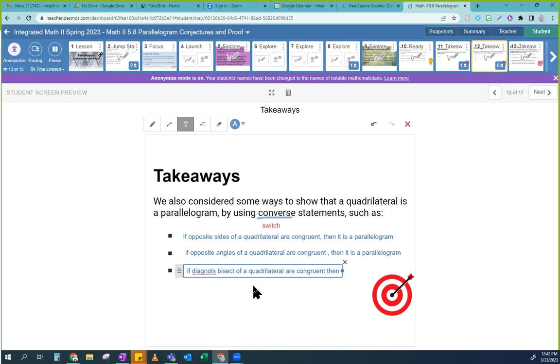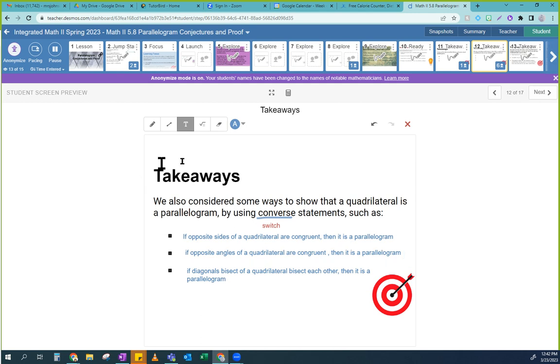If diagonals of a quadrilateral, I would take this part out and put bisect each other. Bisect each other, then it is a parallelogram. Parallelogram. Okay. I still spelled this wrong. Dang. Diagonals. Is that right? Yay. Okay. So here you go. This is how you do it.